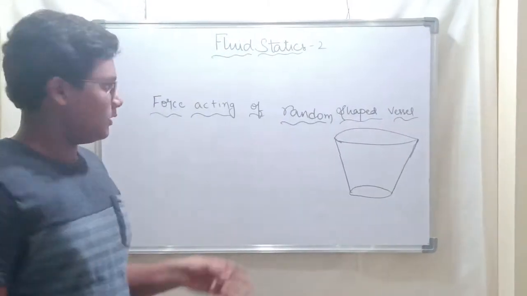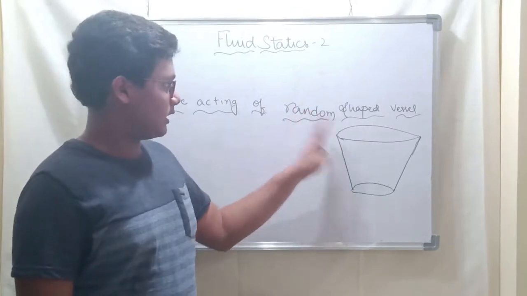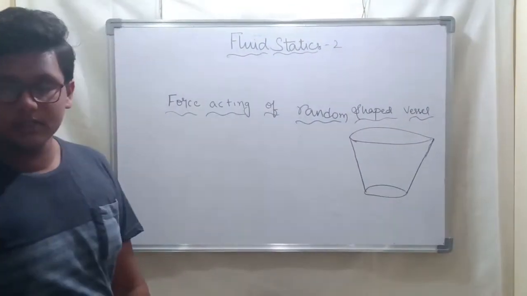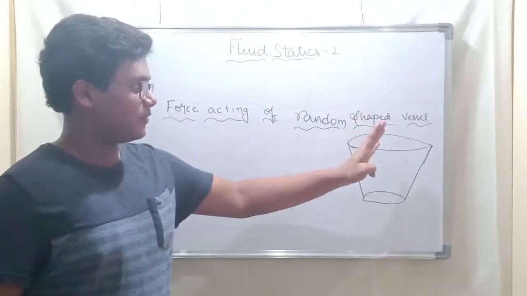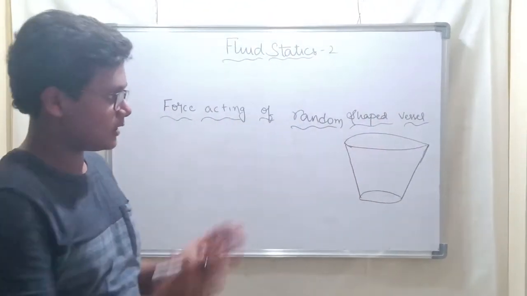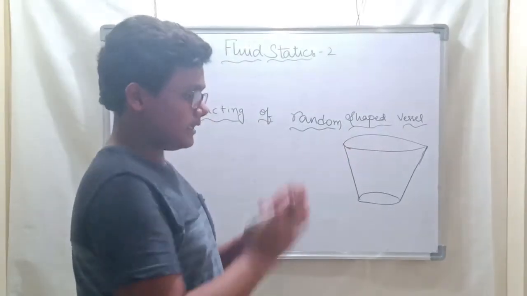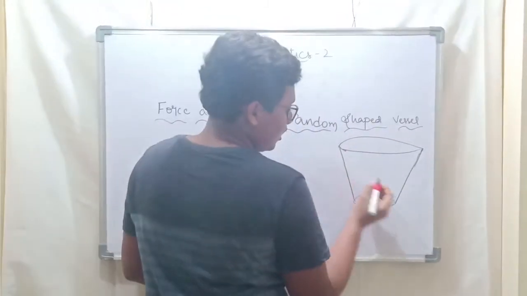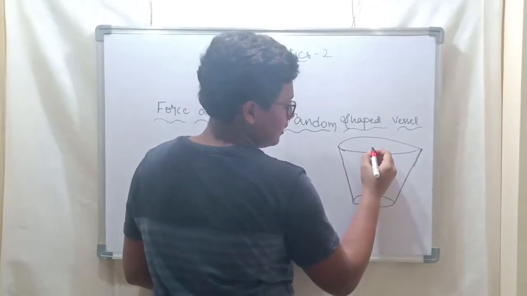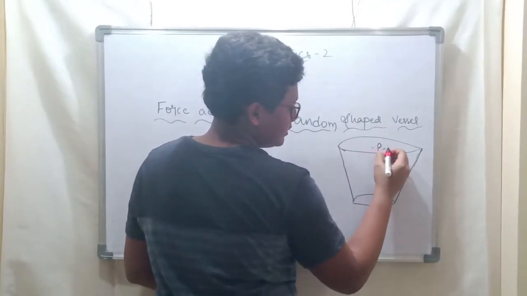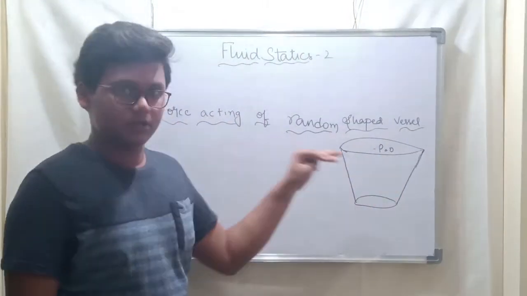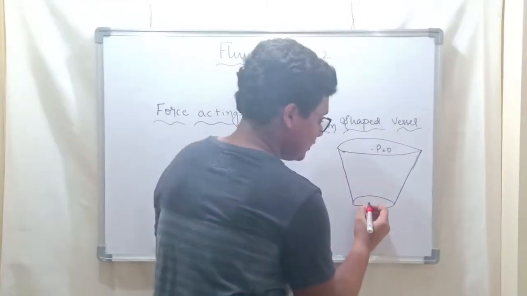In the previous one, I said the force acting on a regular shaped vessel, so the net force on the side walls is 0. Here it is a random shaped vessel, because it is not a regular shape. It is not straight. These are curved this side, these are bent this side. So P at this point is 0. We will neglect atmospheric pressure because it's a closed vessel.